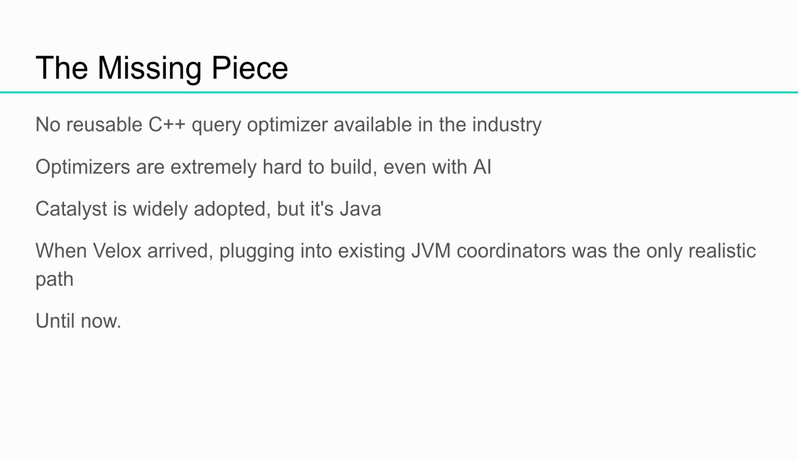So if the problems are clear and the need is real, why hasn't anyone built a unified C++ stack before? We believe the major blocker has been the lack of a reusable C++ query optimizer. Optimizers are extremely hard to build, even with AI. The closest thing to a reusable optimizer in the industry is Catalyst, and it's widely adopted, but it is Java. So when Velox came along, the natural path was to plug it into existing JVM coordinators. Building a C++ optimizer from scratch just wasn't a realistic alternative until now.